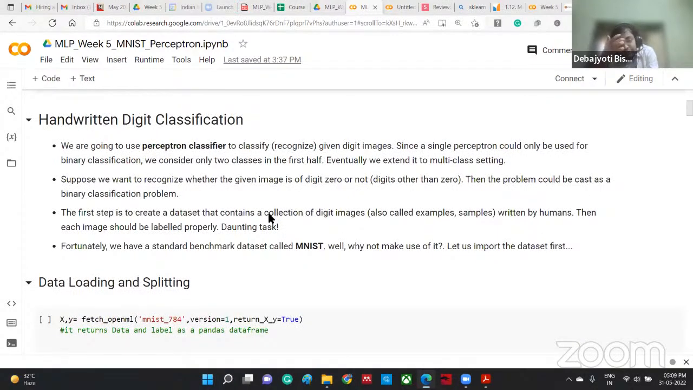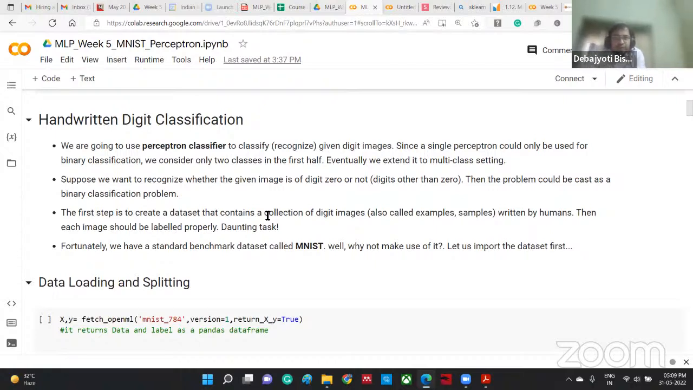Now what we are trying to do is handwritten digit classification. Here we are trying to use the perceptron classifier to recognize the given digit images. Since a single perceptron could only be used for binary classification, we consider only 2 classes in the first half, and we extend it to multi-class settings. We want to recognize whether the given handwritten image is of digit 0 or something other than 0, so the problem can be treated as a binary classification problem.